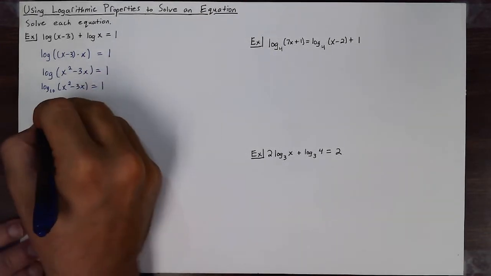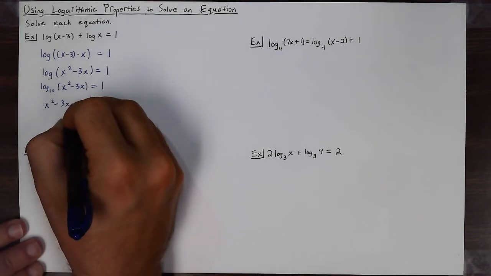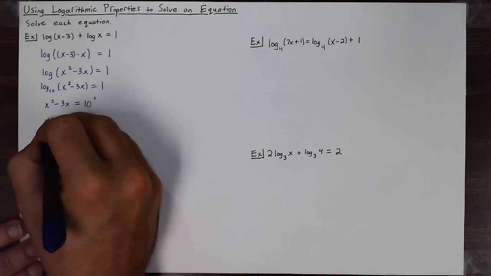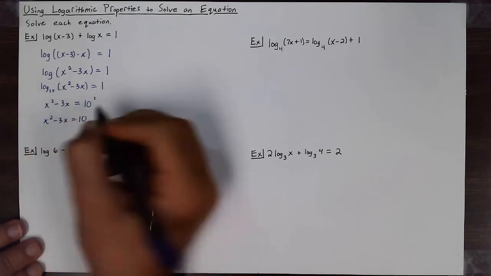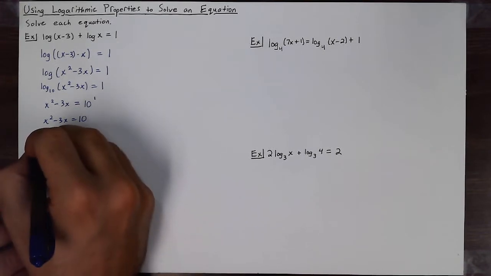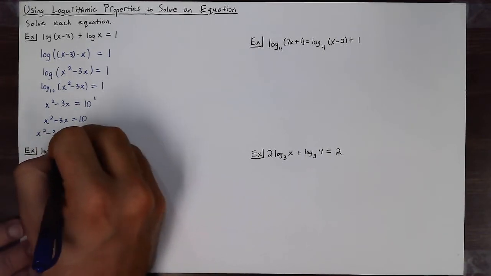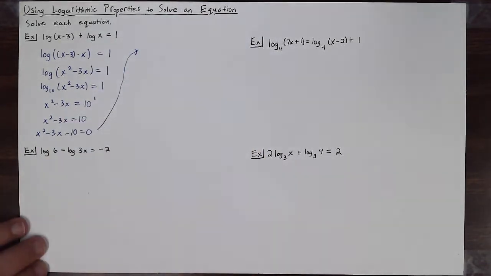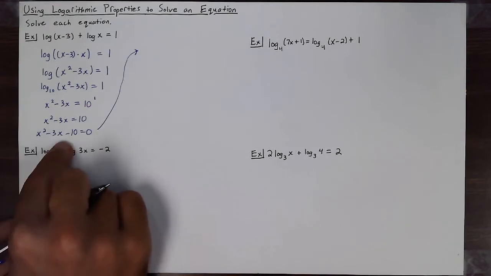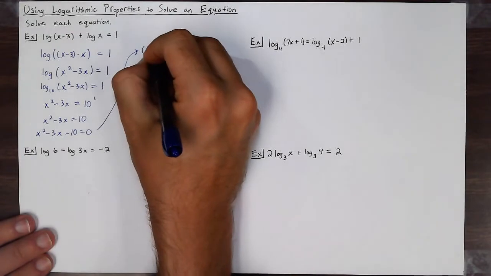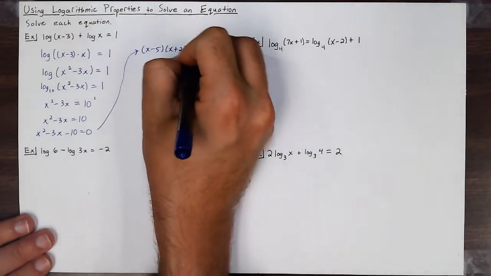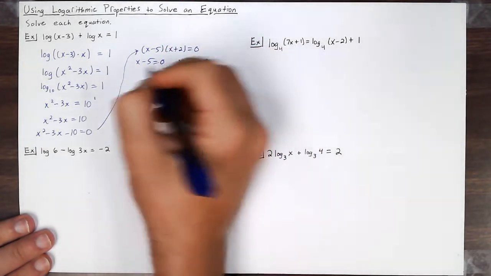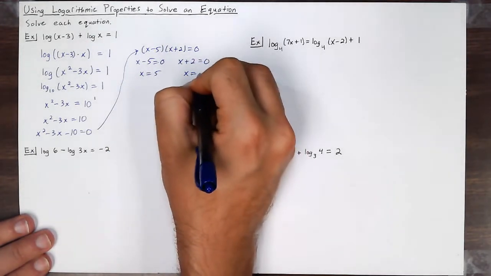So we can rewrite this as x squared minus 3x is equal to 10 to the first power, which is just 10. Then we can subtract it to the left side, giving me x squared minus 3x minus 10 equals 0. And now we just have a quadratic that needs to be factored in order to solve this problem. x squared minus 3x minus 10 factors into x minus 5 times x plus 2. Setting both of those factors equal to 0 using the zero product property, we get x is equal to 5 and x is equal to negative 2.